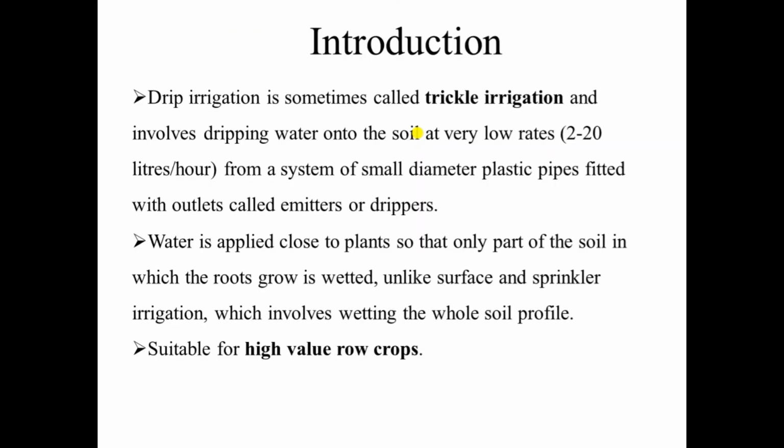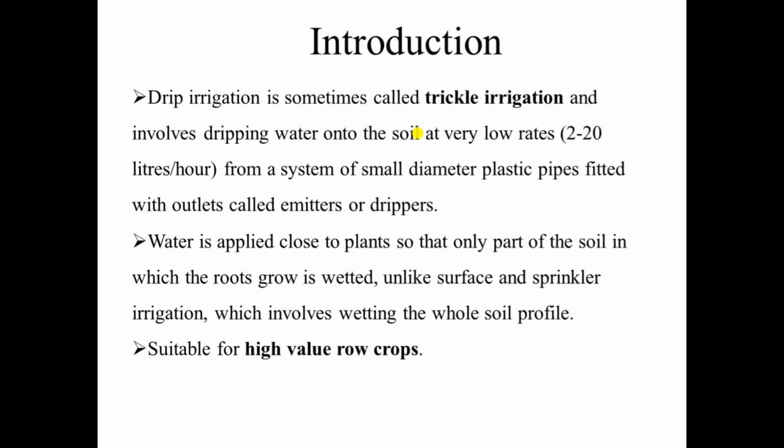Now we are moving to drip irrigation. It is also called trickle irrigation. It involves dripping of water onto the soil at a very low rate, 2 to 20 liters per hour, from a system of small diameter plastic pipe fitted with outlets called emitters or drippers.